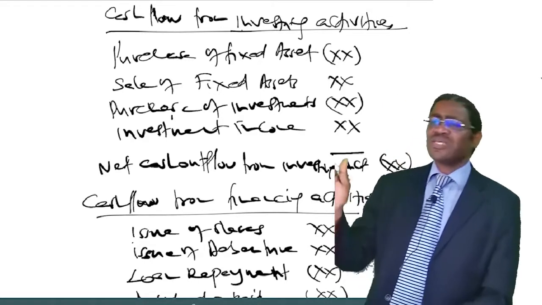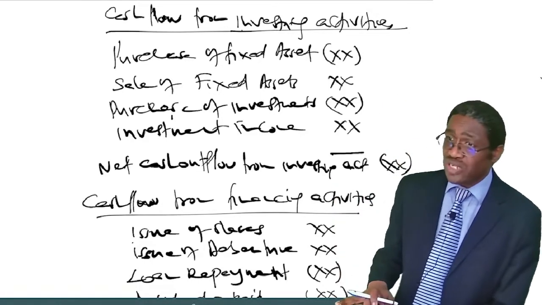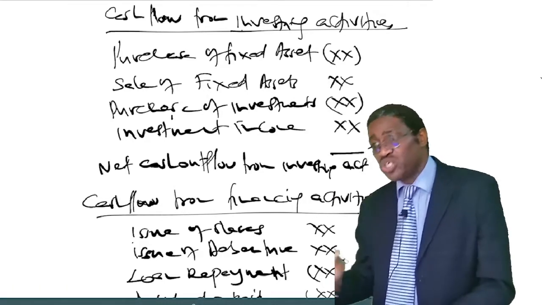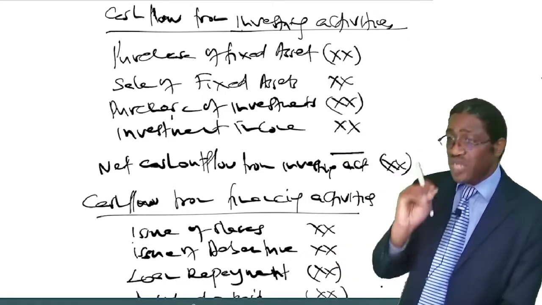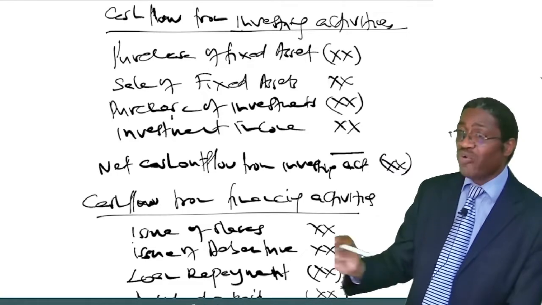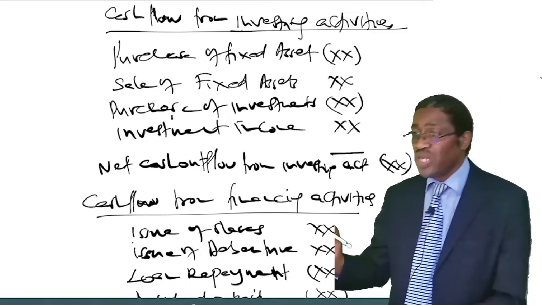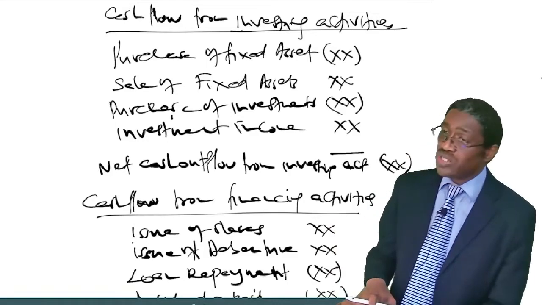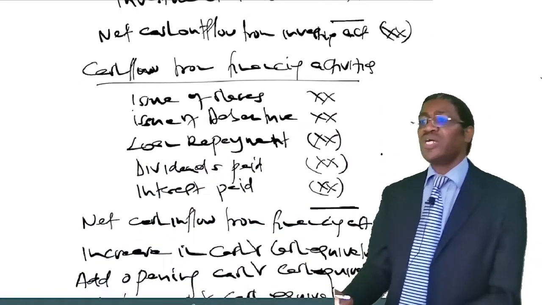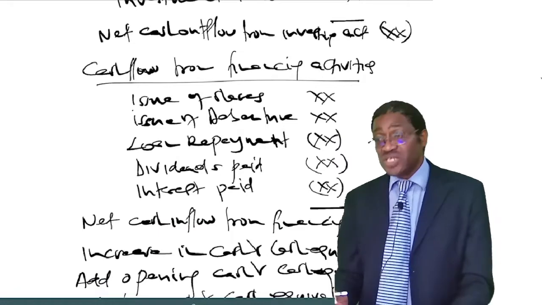Let us assume that those are the only ones. You get the totals. Whatever you get, push it to the extreme. If it's a positive, you call it net cash inflow from investing. If it's a negative, you call it net cash outflow from investing. Ours, we assumed it was a negative, and therefore we called it net cash outflow from investing activities.